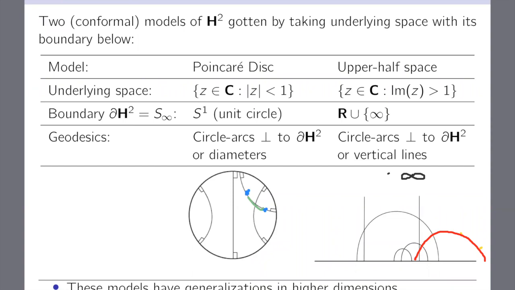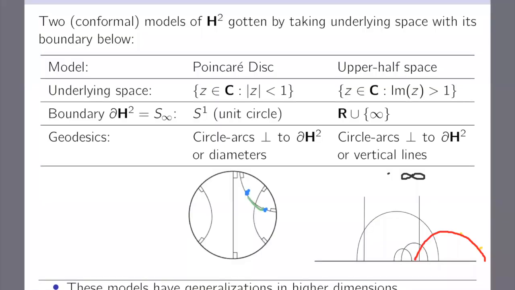On the right, in the upper half space model, you can see in yellow I also had 2 points, and the geodesic between them lies on the line. What is the line? It's that circle arc there that's orthogonal to the real axis, which is the boundary of the upper half space. You would travel along that path if you wanted to take the shortest path between the 2 yellow points.